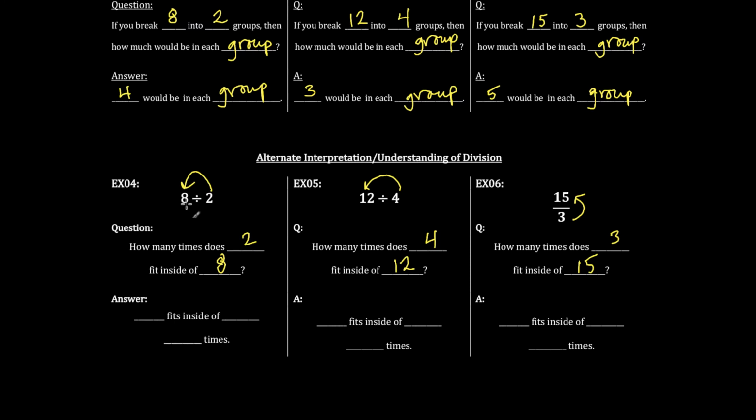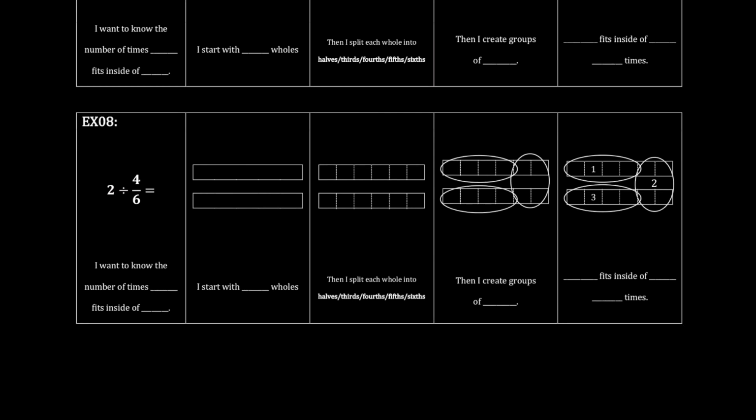So how many times does 2 fit into 8? 2 fits into 8 4 times. 12 divided by 4. How many times does 4 fit into 12? 4 fits into 12 3 times. So 12 divided by 4 is 3. How many times does 3 fit into 15? 3 fits into 15 5 times. So 15 divided by 3 is 5. All right, let's go to the next page.